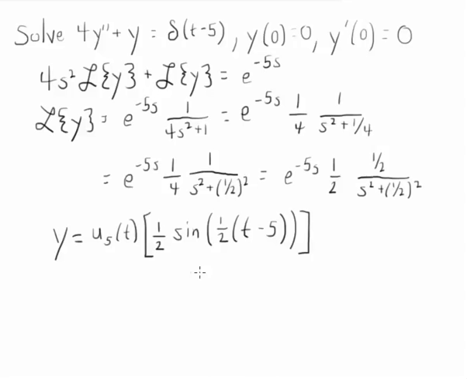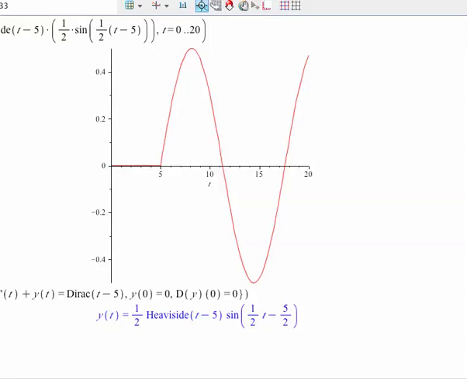There's our solution. So you can tell what happens is we are going to turn on this sine function at time 5. We're not going to have anything happening before that, which makes sense because our initial conditions say we start at equilibrium with no velocity. All right, let me go ahead. Oops. Let me see if I can make this work. Hey, fantastic. There's the graph.